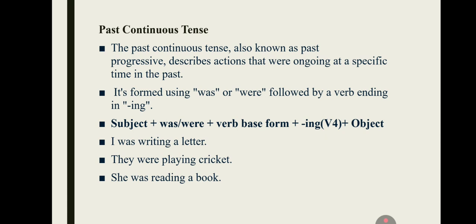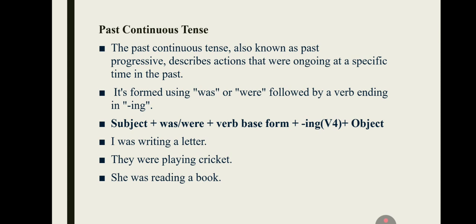Structure: subject plus was or were plus verb base form plus ing, or V4 form we call it, plus object. Example: I was writing a letter. Here I is subject, after that was is used, after that V4 form verb plus ing, then a letter, that is object.